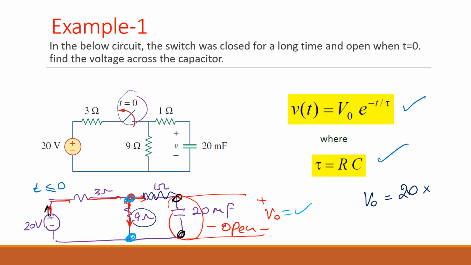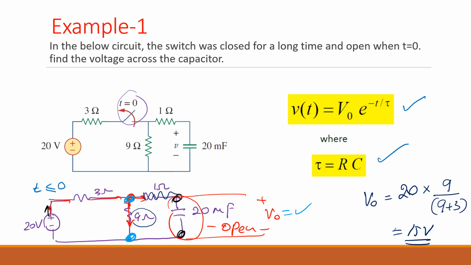So when you use the voltage division rule, the total voltage is 20 and it is divided between 3 and 9. So what should be the rest of the part? 9 divided by 9 plus 3, which is 12. Am I right? So we can find V0, which is equal to 20 times 9 divided by 12, which is equal to 15. Do you all understand how we got to 15 volts?